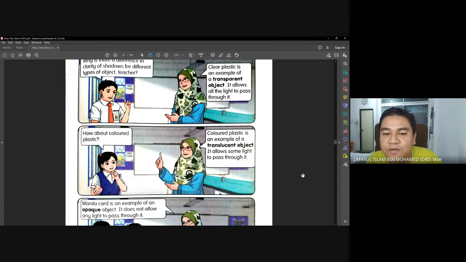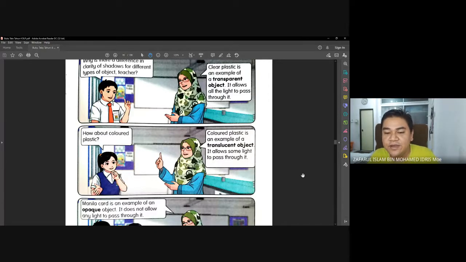So kalau ayah awak nak buat surprise kat awak, balik rumah tengok dari jauh pun dah tahu, oh ayah beli coklat. Kan? Tak surprise pun kan? So sebab apa? Sebab awak nampak the whole thing inside the plastic. Because the plastic is clear. So this is the example of a transparent object.